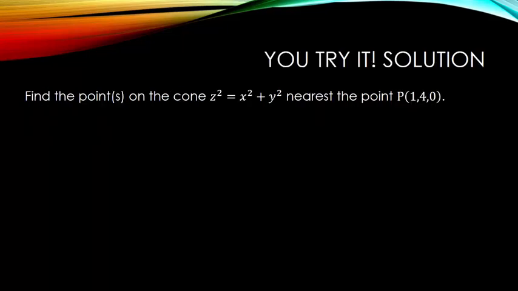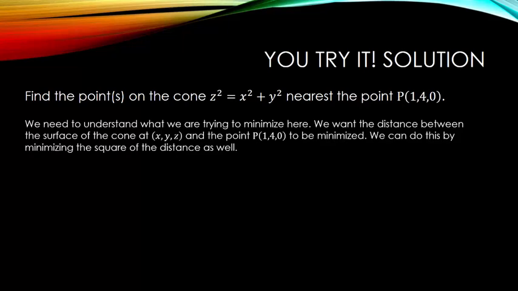We want to find the point or points on the cone nearest the point given with coordinates (1, 4, 0). I first need to understand exactly what I'm trying to minimize. I want to minimize the distance between the surface of the cone at (x, y, z) and the point P at (1, 4, 0). We can do this by minimizing the square of the distance as well. So I'm going to let W be the square of my distance. W is given by the quantity x minus 1 squared plus the quantity y minus 4 squared plus z squared.